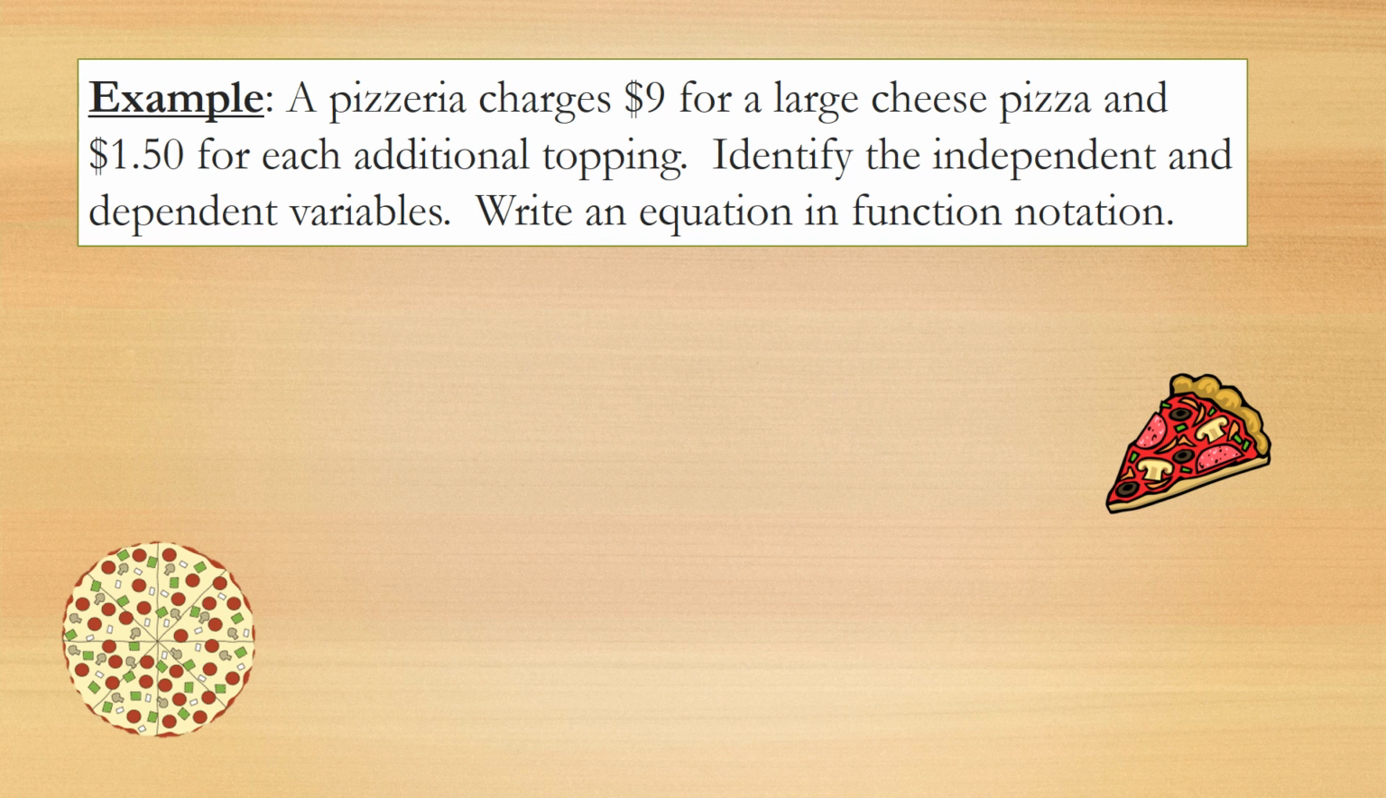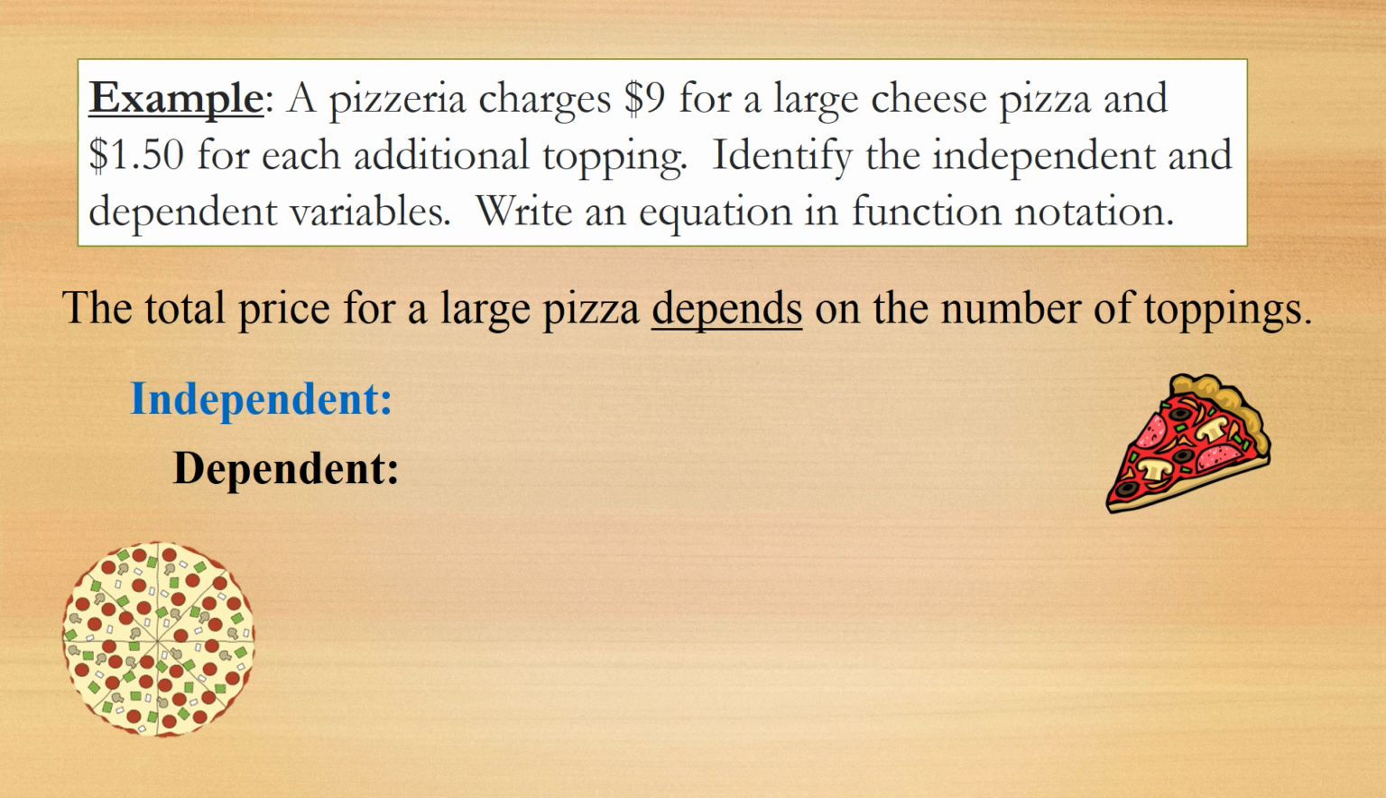Here we will apply function notation to a word problem. A pizzeria charges $9 for a large cheese pizza and $1.50 for each additional topping. Identify the independent and dependent variables. Write an equation in function notation. So we need both of those. It might be easier to write the first sentence with the word depends. Since you pick the toppings, the total price for a large pizza depends on the number of toppings. And therefore, the total price is the dependent variable. Therefore, the number of toppings is the independent variable.